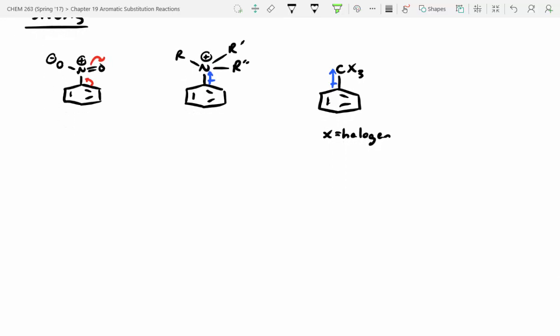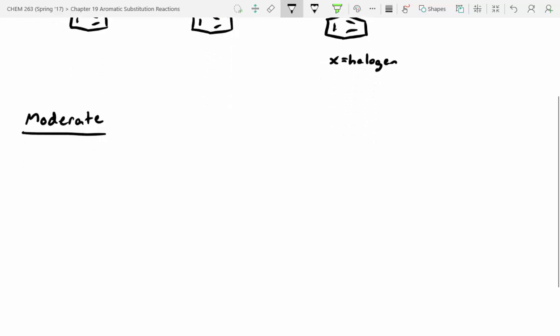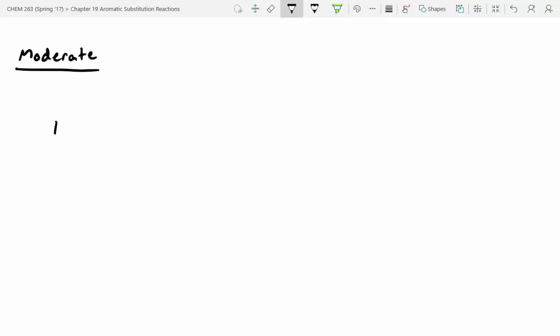Now let's do our moderate ones. For moderate deactivators, you typically have some sort of pi bond directly attached. So for example, a ketone would be a moderate deactivator. If you look at the substituent, there's a pi bond coming off of that atom, that CO double bond. Activator or deactivator? Sorry, deactivator. Did I say activator? Yes. Sorry, shoot. We're talking about deactivators today.